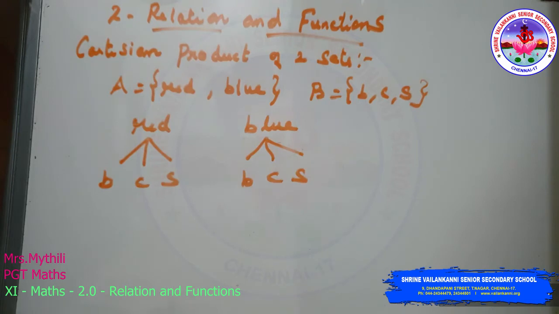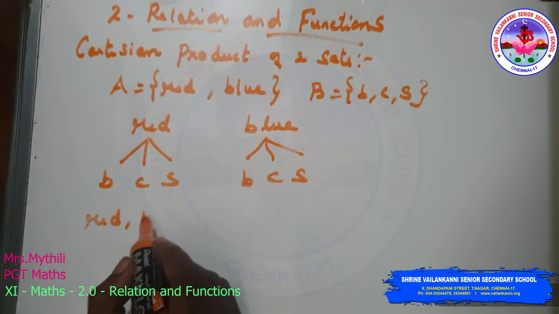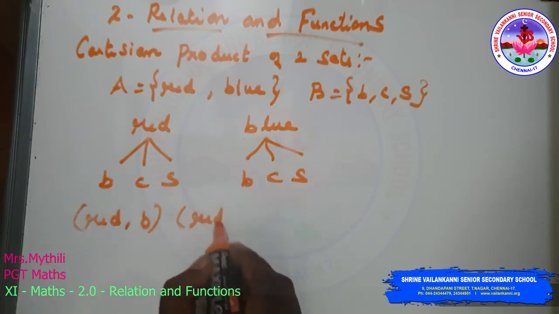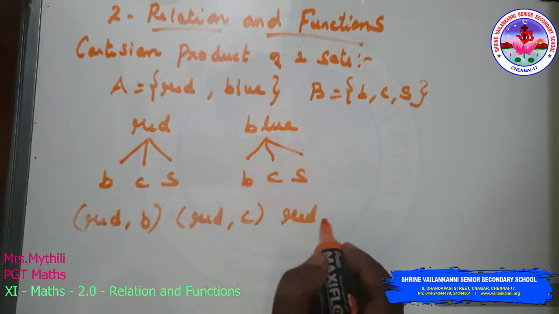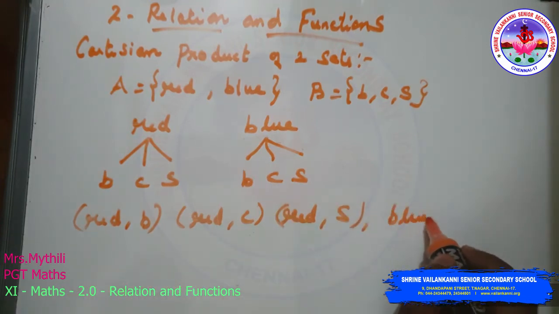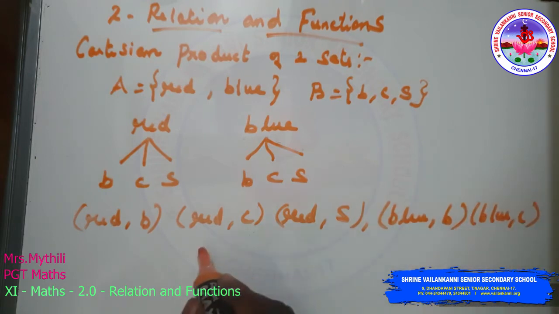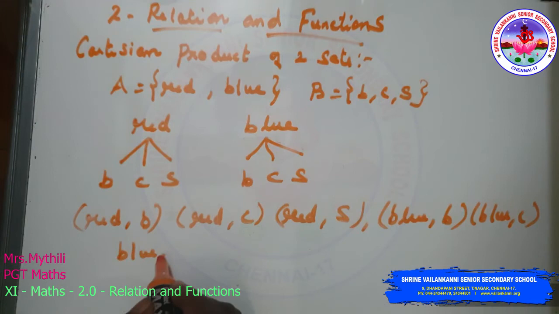Proceeding in a very orderly manner, we can see that there will be 6 distinct pairs like red B, red C, red S. Similarly, blue comma B, blue comma C and blue comma S. Thus we get 6 distinct objects.